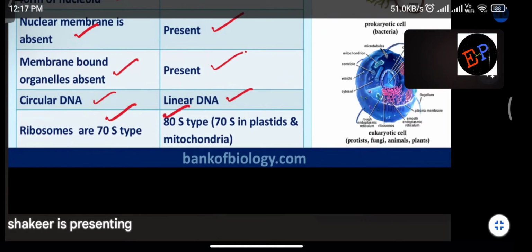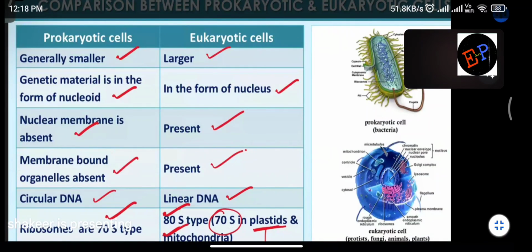But inside the plastids, meaning the chloroplast, what is the size of ribosomes? 70S ribosomes. Also in mitochondria you can find 70S ribosomes. So 70S ribosomes you can find in eukaryotic cells, inside the chloroplast as well as mitochondria. Remaining all the ribosomes are 80S ribosomes. Clear? That's it. That completes our chapter called Cell, the Unit of Life. We will continue in the next class.